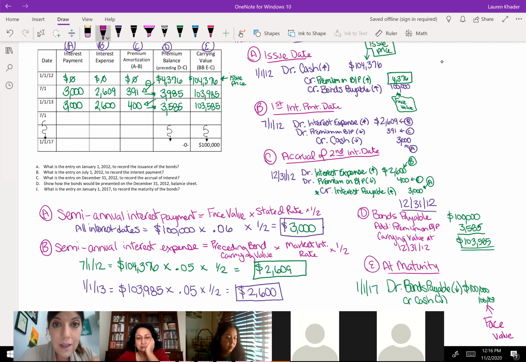So expect to see in your homework some annual interest payments and semi-annual interest payments. Give yourself time, practice, expect to see at least one of these on your test. So next class, we'll go over the exam prep. We'll have 2 classes for that. So you'll be prepared before your exam, but know that you're going to have this on your test.